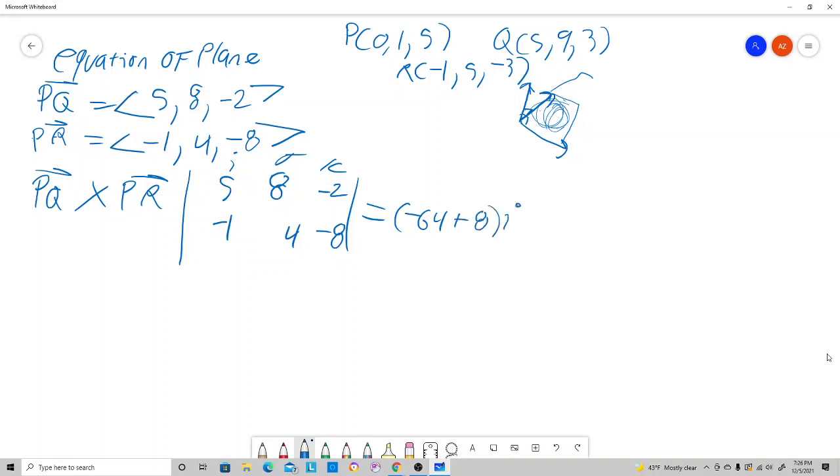This would be the I minus. So that would be -40, and then -2. That would be J plus 20, minus plus, because that becomes a positive, 8. That's K.